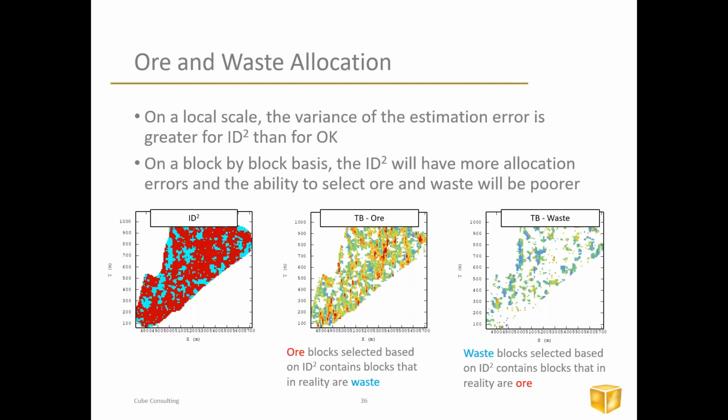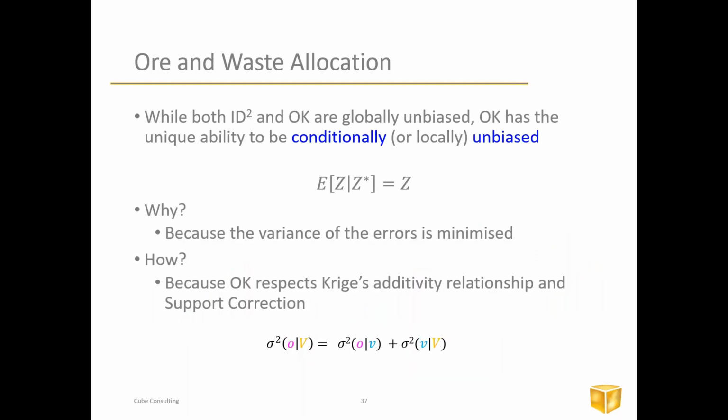So if I come back now to my local selection of the ore and waste, what it means is this greater variability that the ID square has on a local scale, yes, it looks better, but it just means I have more variability. It means that the grades are going to be more wrong, that I'm going to have more ore and waste misallocation, and then more errors within my mining selection of ore and waste. And the reason for that is, yes, they're both globally unbiased, but only ordinary Kriging is conditionally or locally unbiased.